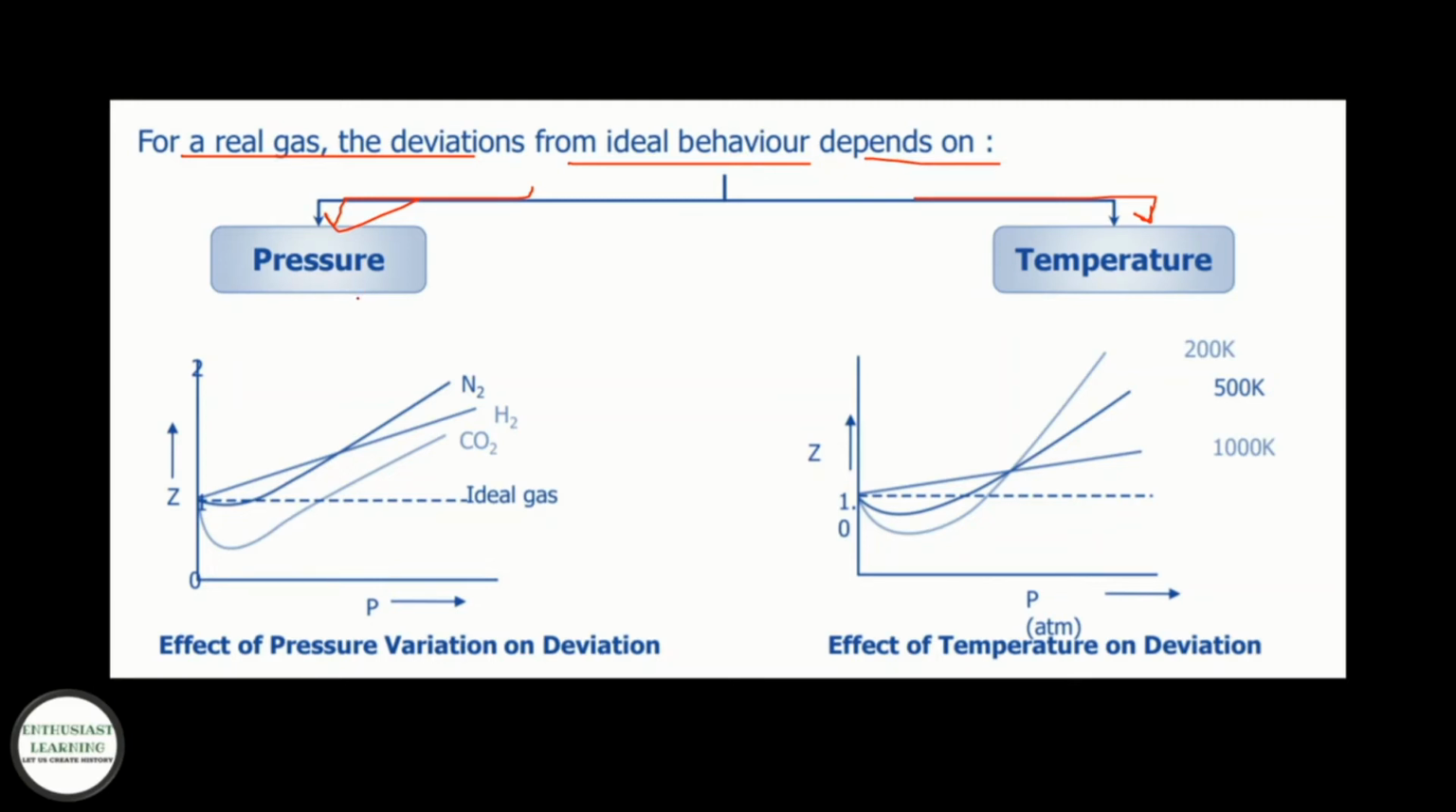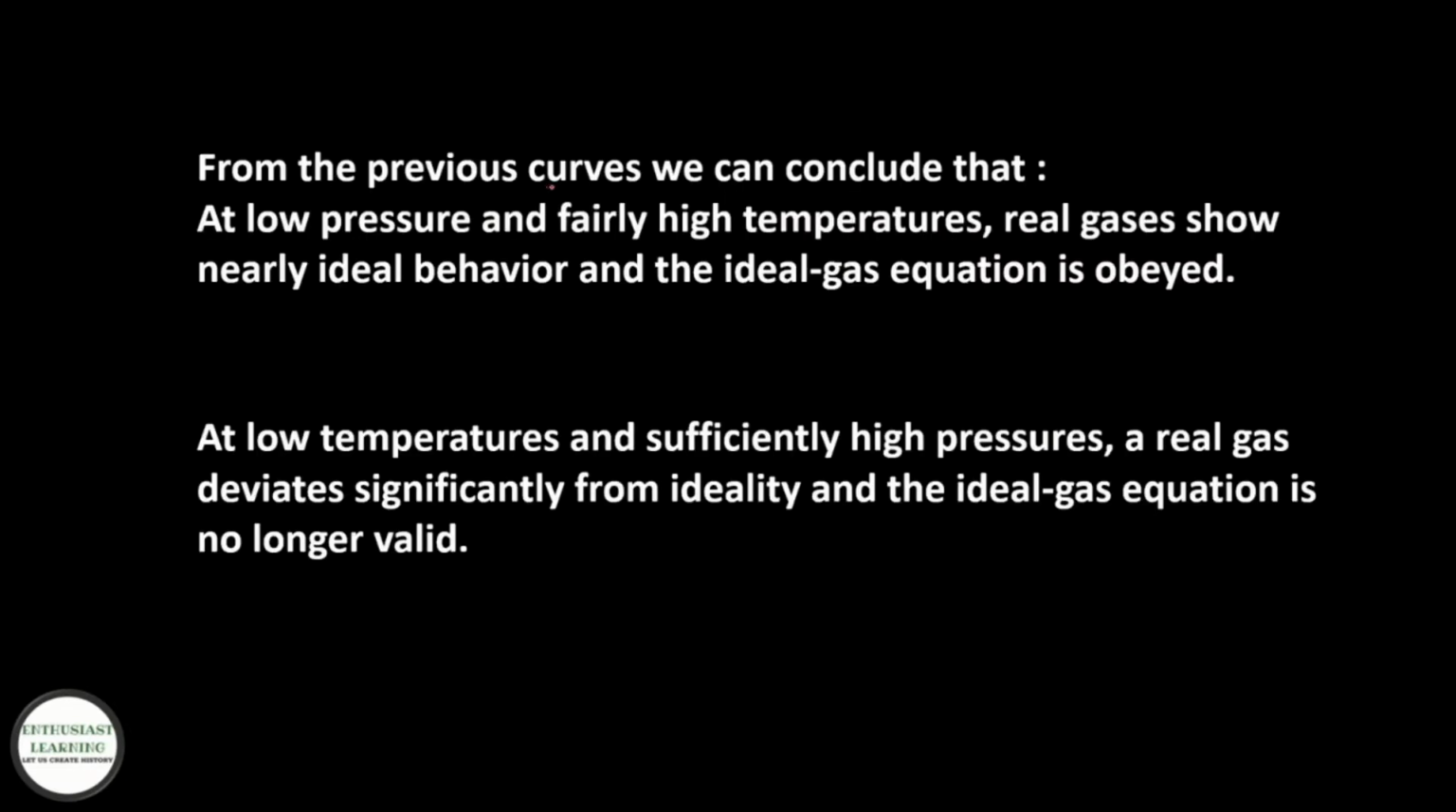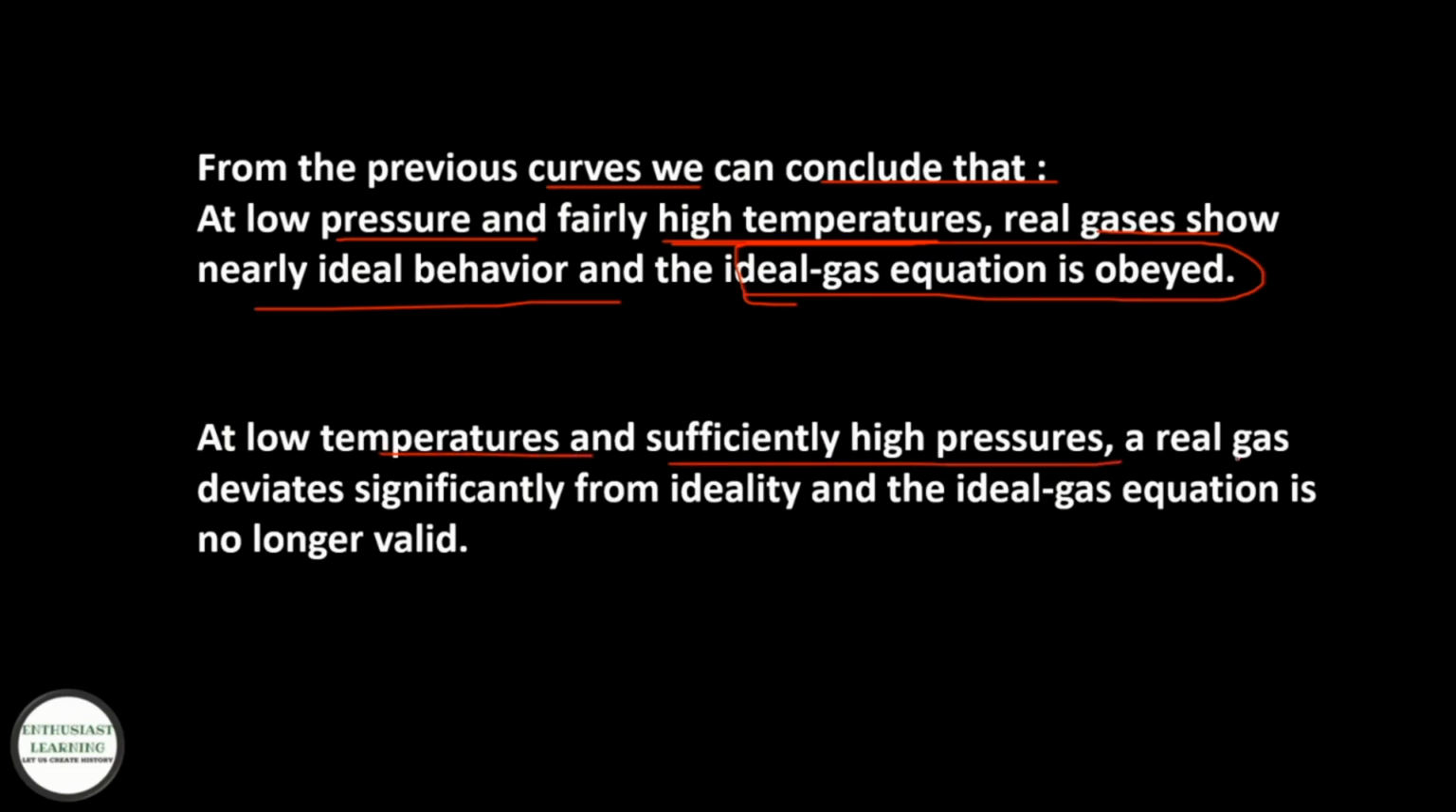Here you can see graphs for both. Here pressure, here temperature. From the previous curves we can conclude that at low pressure and fairly high temperatures, real gases show nearly ideal behavior and the ideal gas equation is obeyed. At low temperatures and sufficiently high pressures, a real gas deviates significantly from ideality and the ideal gas equation is no longer valid.